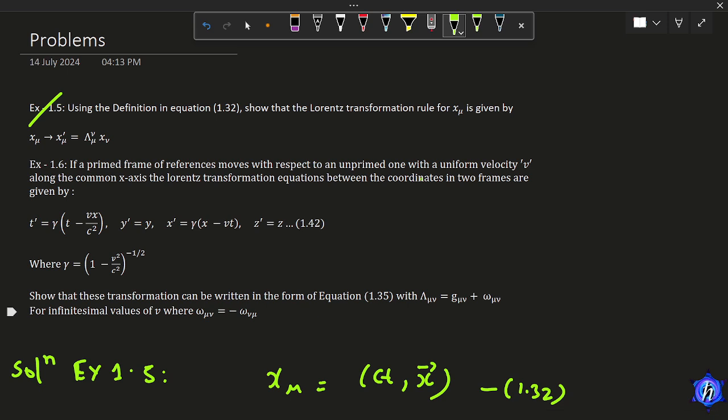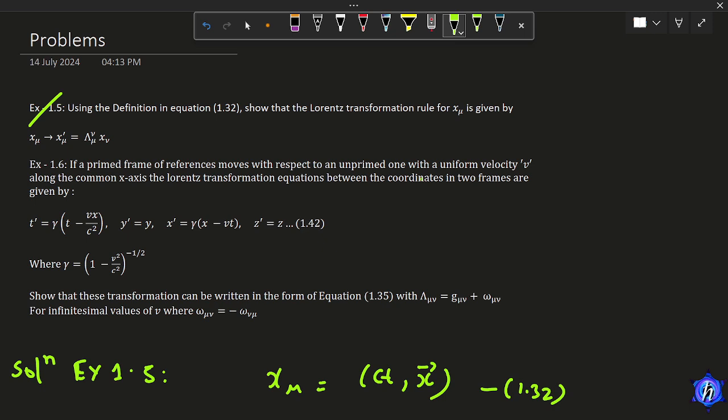If a primed frame of reference moves with respect to an unprimed one with a uniform velocity v, this is V, not V prime. Please be careful. Along the common x-axis, the Lorentz transformation equations between the coordinates in the two frames are given by this equation, equation 1.42, where gamma is 1 minus v squared over c squared, to the power minus half. We know this. This is standard STR notation. Show that this transformation can be written in the form of 1.35. What is 1.35?